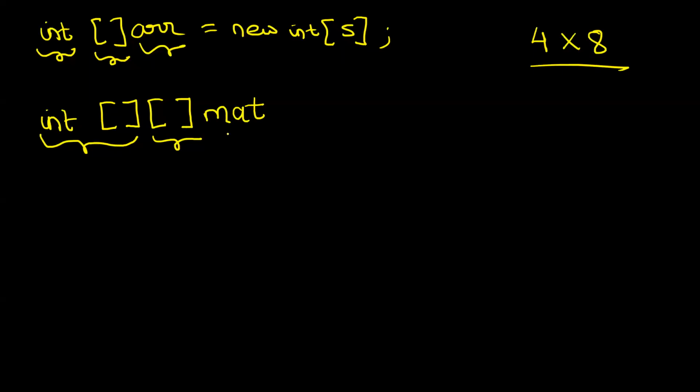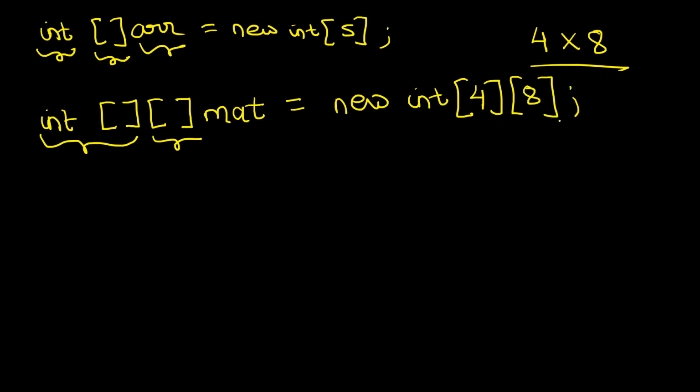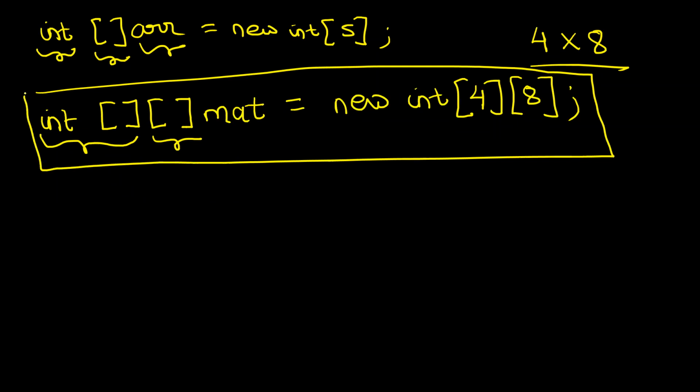Let us say that I am giving the name of the 2D array as mat is equal to new int, and then I will tell you first of all the number of rows, and then I will tell you the number of columns. So what is this statement doing? This statement will basically make a 2D array of integers having 4 rows and 8 columns. So mat is a two-dimensional array of integers, or it is a matrix having 4 rows and every row will have 8 columns.